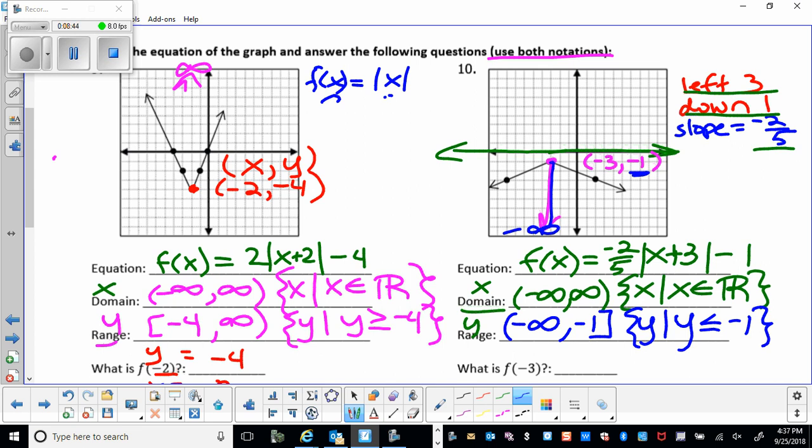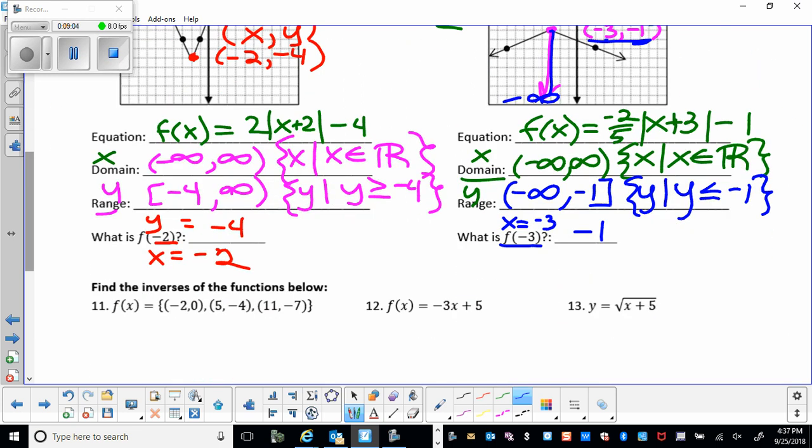And now this says, what is f of negative 3? So that means x equals negative 3. So 1, 2, 3, x is negative 3. Well, this tells me when x is negative 3, what's y? Y is negative 1. Okay. And we'll just leave those two right there. So that is writing the equation.